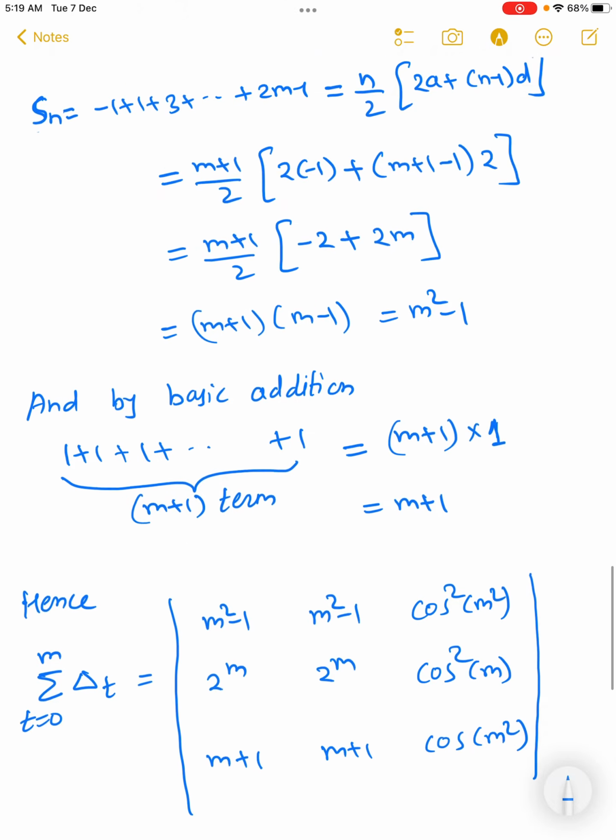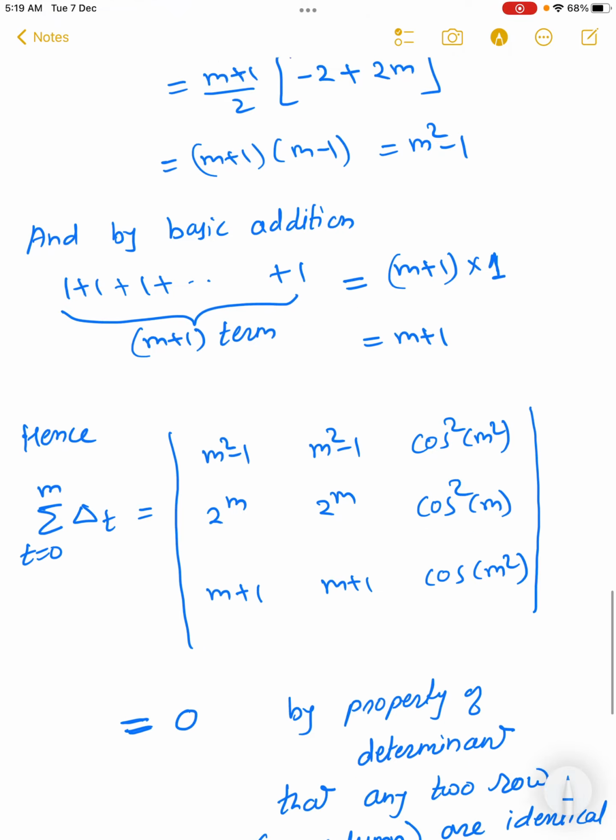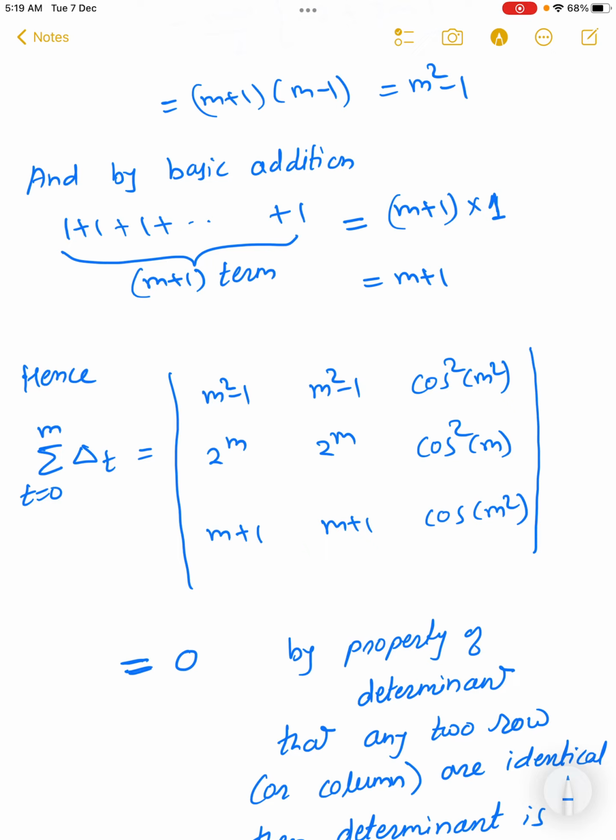Similarly, by basic addition, when we add the same term m plus 1 times, we get m plus 1 into the number, so it's m plus 1. So just put these values in the first column. We get the summation of delta t from 0 to m equal to a determinant whose first column is m squared minus 1, 2 raised to m, and m plus 1, which is identical with the second column.